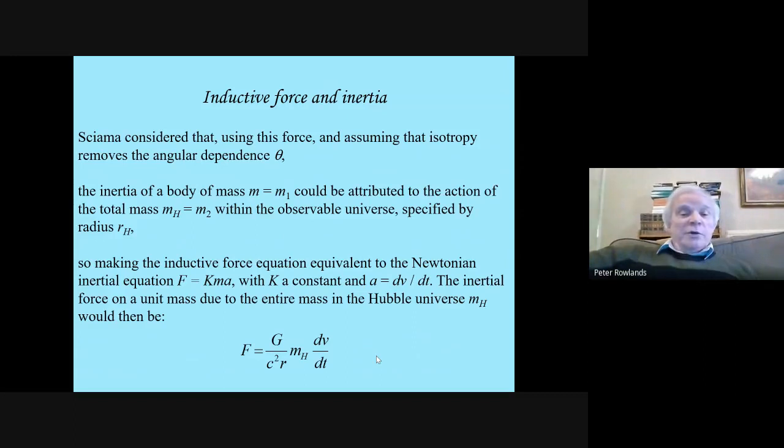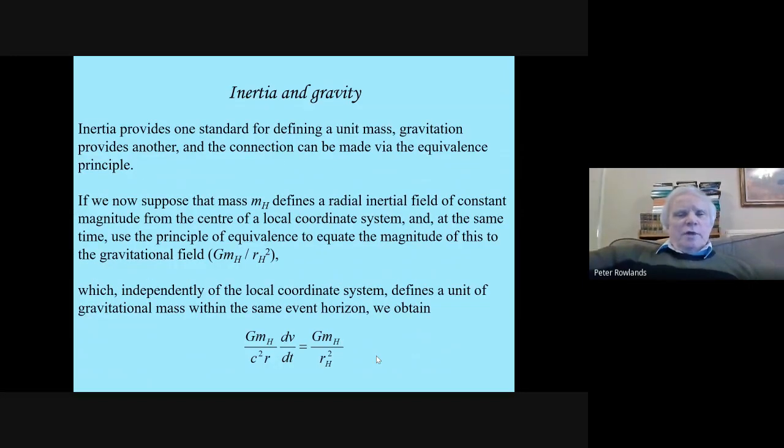And we would then make the inductive force equation equivalent to the Newtonian inertial equation, F equals kma, with k a constant, and a being dv by dt. And so you can write down an equation for the inertial force on a unit mass due to the entire mass in the Hubble universe, and it would be the equation below. Now that's what Sciama did, but one can go further than he did. You can say that inertia is a measure for defining a unit mass, and gravity is another. And gravity is the one we normally use when we use a balance.